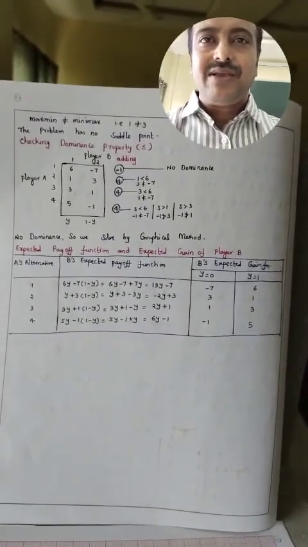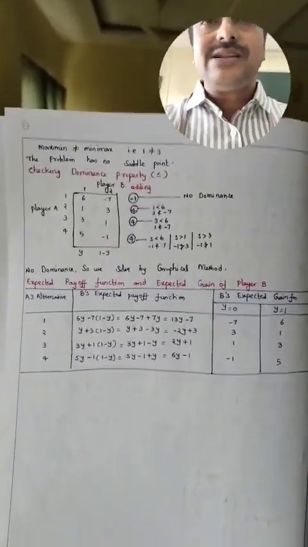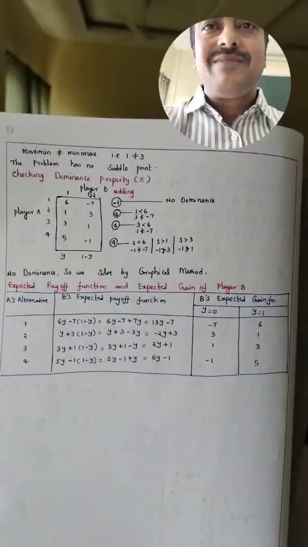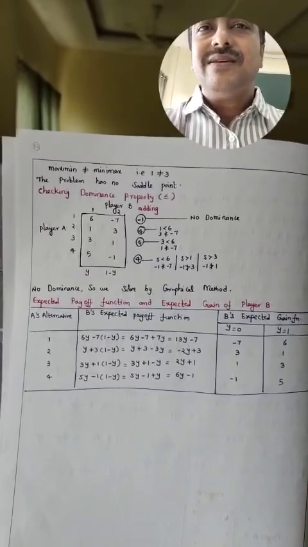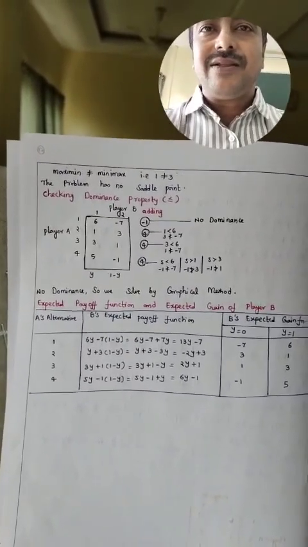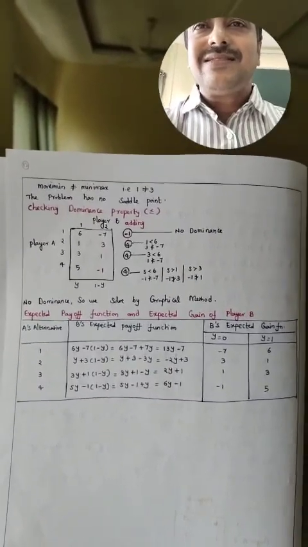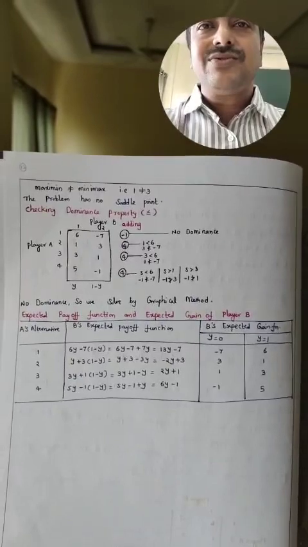If I observe here, let me take the last row. 5 is less than 6 but minus 1 is greater than minus 7, so there is no dominance. And next I will move to the third row, that is 3 is less than 6 but 1 is not less than minus 7. Here also there is no dominance.